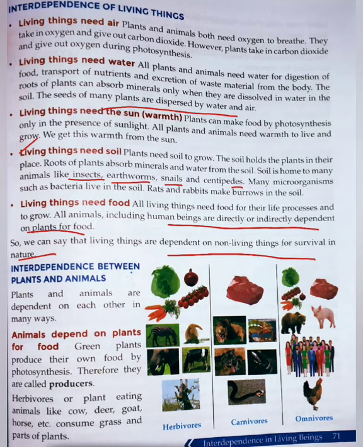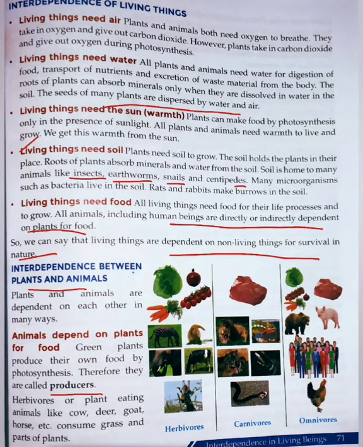Next, interdependence between plants and animals. So plants and animals are dependent on each other. How? See, at first animals depend on plants for food. So we already know that green plants produce their own food by photosynthesis. Plants have the tendency to prepare their own food. They do not depend on other animals or other plants for survival. They can prepare their own food with the help of sunlight, different minerals, carbon dioxide, water, etc. So that is why they are called producers.